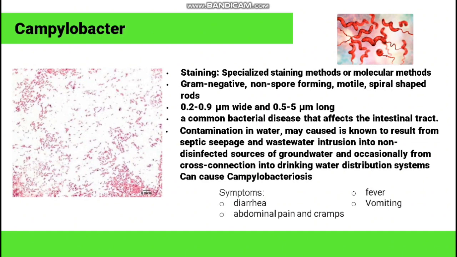So water contaminated with Campylobacter is known to result from septic seepage and wastewater intrusion into non-disinfected sources of groundwater, and occasionally from cross-connection into drinking water distribution systems. Consumption of contaminated drinking water is a significant cause of campylobacteriosis, which leads to diarrhea, abdominal pain, and cramps. Fever and vomiting are also symptoms, and they usually begin within 2 to 5 days after exposure to the organism.